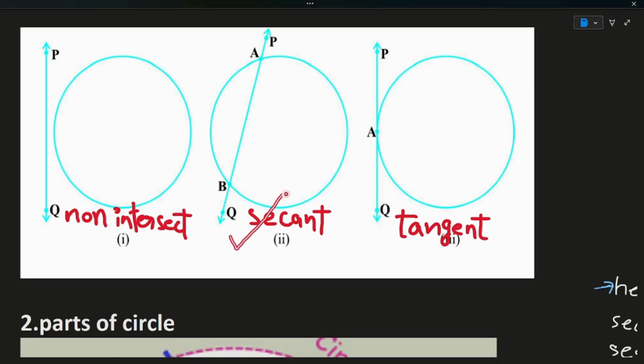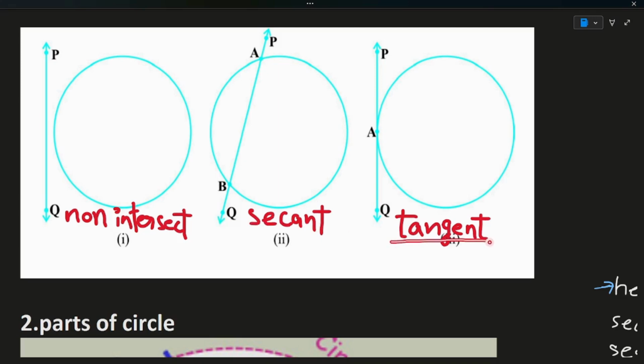Then come to figure number 2. This line PQ is cutting the circle at point A as well as at point B. This kind of phenomenon, I can call a secant. What does secant simply mean? The line PQ passes through the circle, cutting the circle at 2 points, at point B and at point A. So this kind of representation, I can call a secant.